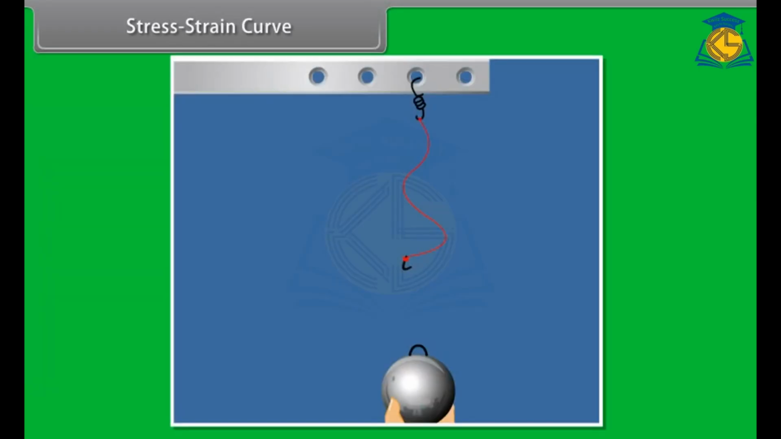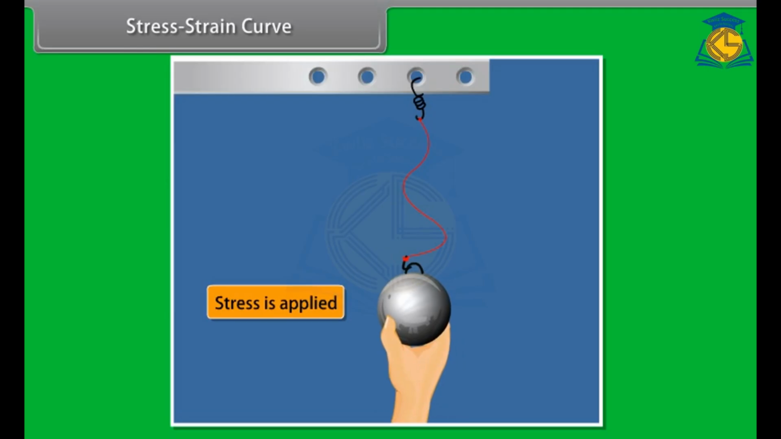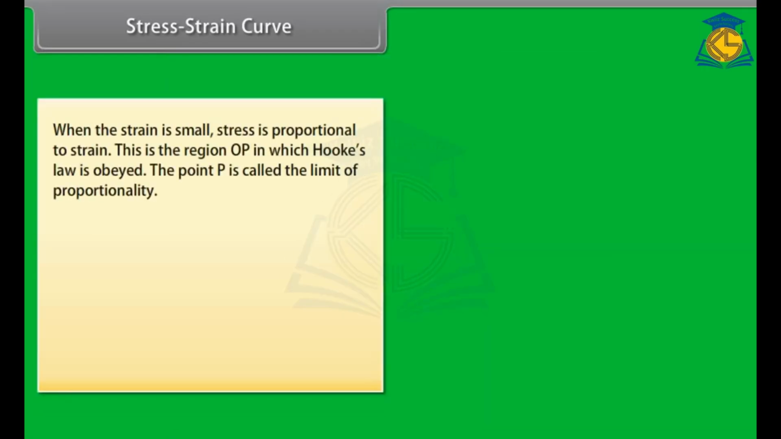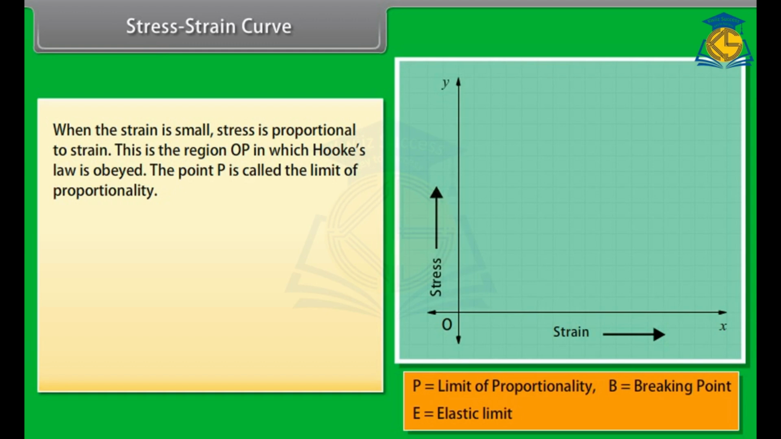Stress-strain curve. Consider a wire suspended vertically. When the wire is loaded, a stress is developed. On loading, the wire increases in length and thus strain is developed. From the curve, we note that when the strain is small, stress is proportional to strain. This is the region OP in which Hooke's law is obeyed. The point P is called the limit of proportionality.